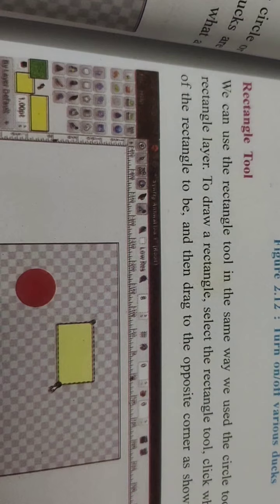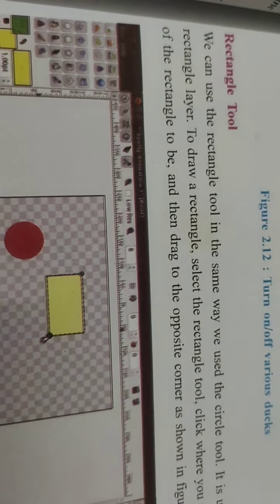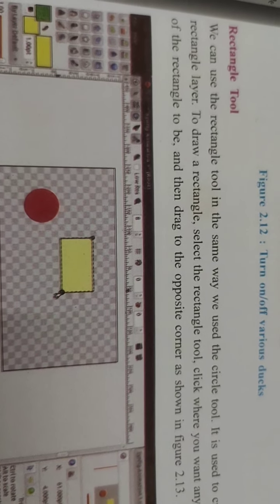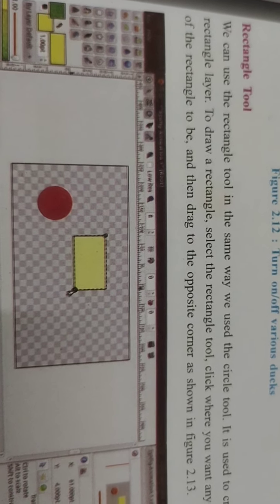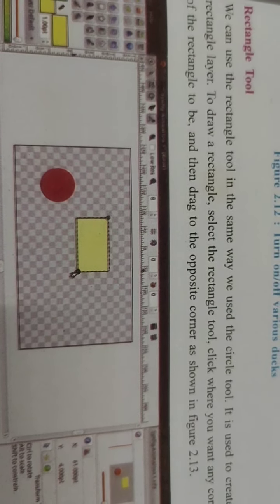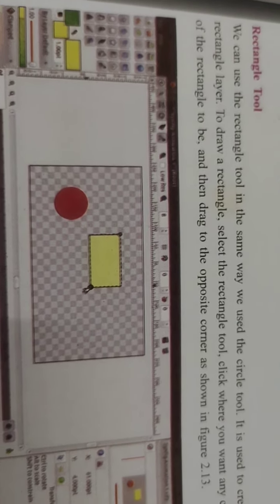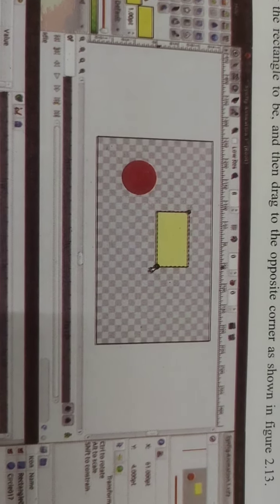Second is rectangle tool. This is for displaying a rectangle shape. After the circle, this is the rectangle layer. To draw a rectangle, select the rectangle tool. Click where you want, any corner on your canvas, and you will get a rectangle.